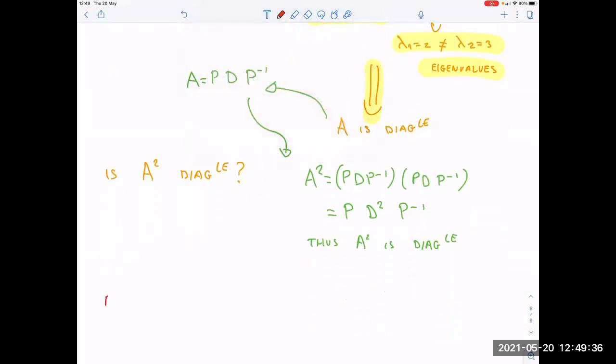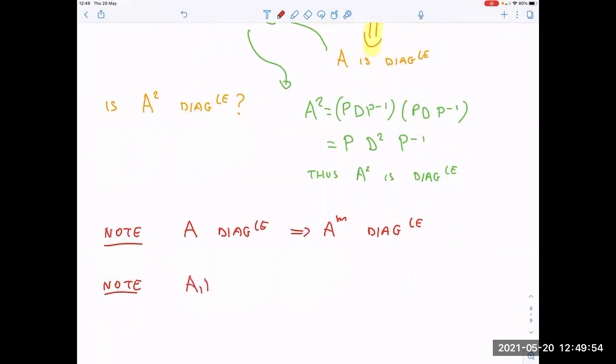So let's write this down. Note: A diagonalizable means A to the m diagonalizable. Let's make another note, since some of you said: A, B diagonalizable does not imply that A plus B is diagonalizable. And you can easily find an example like this, something of this kind.